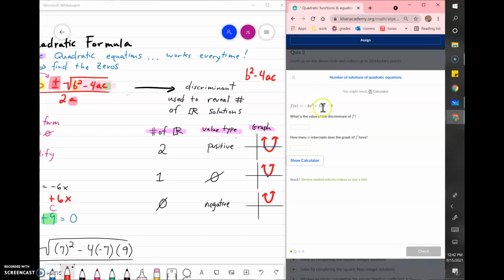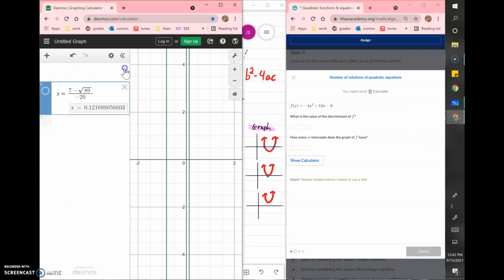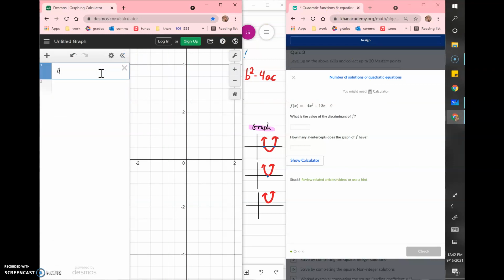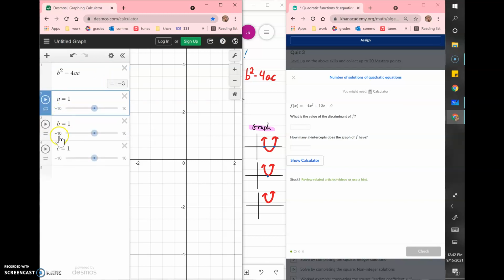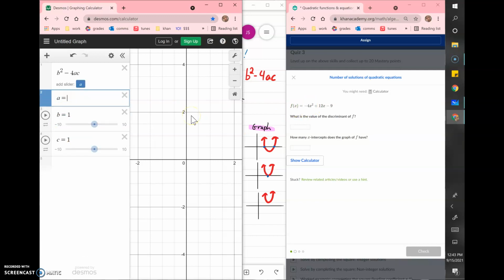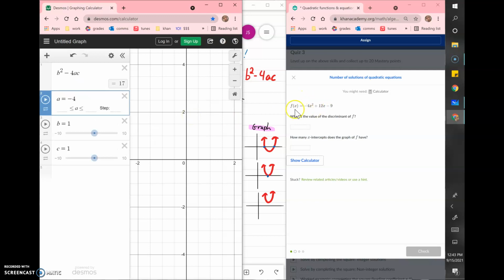So I've got the quadratic. It's already in standard form. I'm going over to Desmos. I'm typing in the discriminant, b squared minus 4 times a times c. I'm making sliders here. I'm dragging the a up just so that it's in alphabetical order. And then I'm adjusting what the a value is. So the a value in front of the x squared is a -4, changing this to a -4. The b value in our problem is 12, changing this to a 12. And the c value is -9. So Desmos substituted these numbers into our discriminant for us up here, and we get back 0.